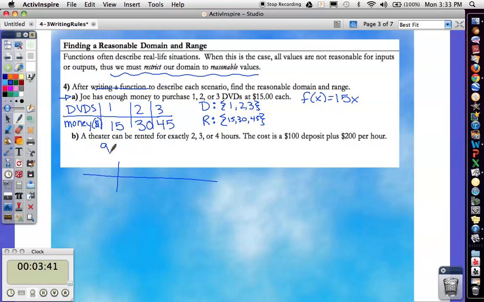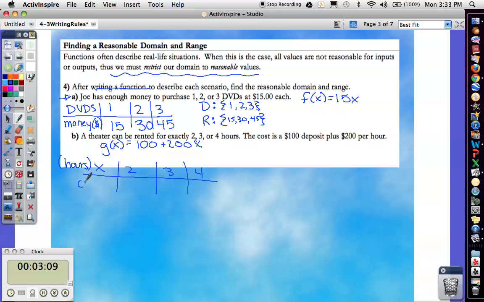You may have come up with the equation of, I'm going to use g of x this time. This first letter will typically be f, g, or h, but it doesn't matter. It's going to be based off of $100 for the deposit and then $200 for each hour. So what's going into my function? Hours. That should match what's in your parentheses. So x is hours, and hours can be either 2, 3, or 4.